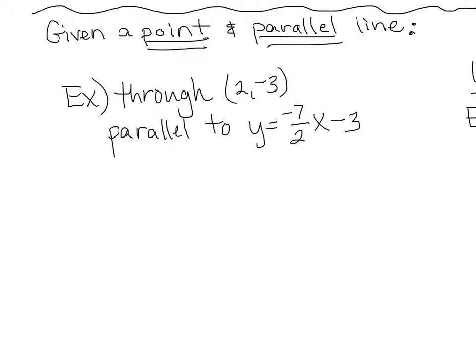So here's your second example. Follow the steps of the last example and write your slope-intercept equation of the line that goes through (2, -3) and is parallel to y equals -7/2 x minus 3. I'll pause the video and start it in a few minutes.